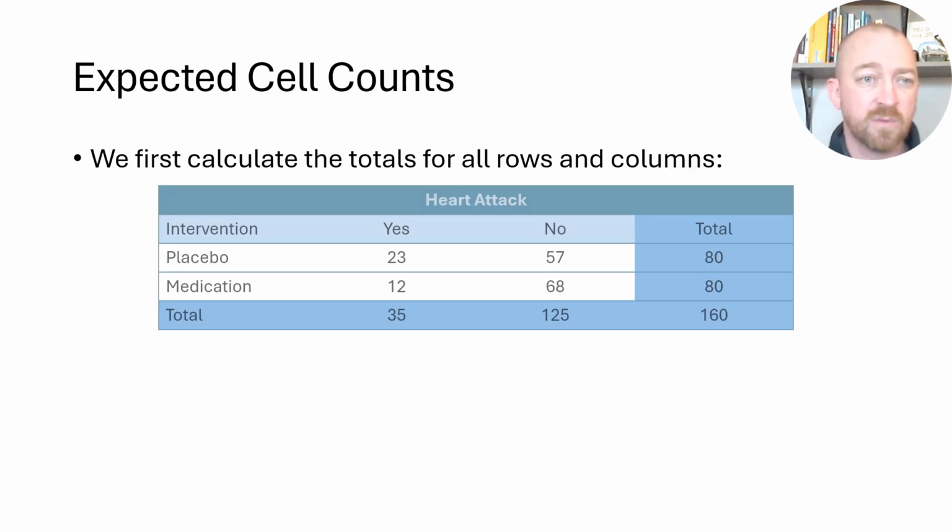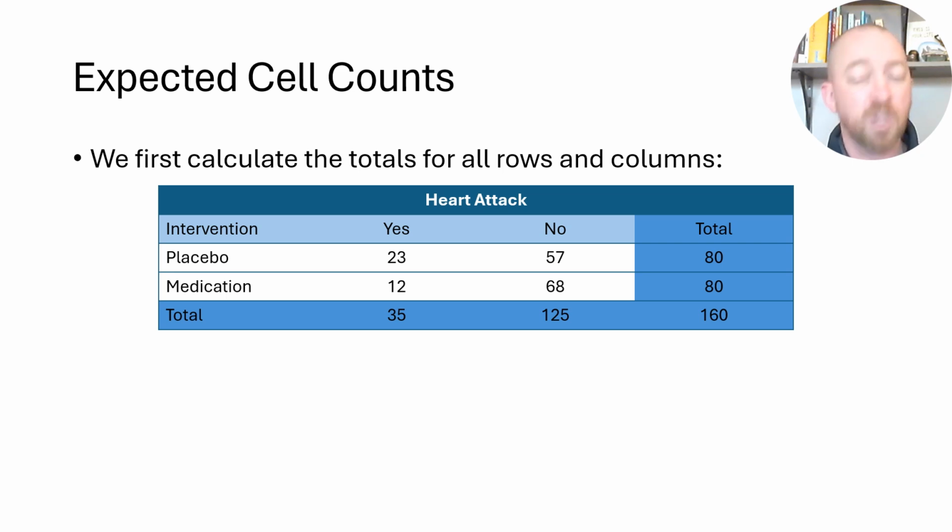So all we do is, of course, calculate the totals for the rows and the columns in our table. This is the same table that I had before, but I've just added a new row and a new column so that we can have the totals. Obviously 23 plus 57 is 80, and I told you that Dr. K had apparently assigned people equally to either the placebo or medication group. Random assignment doesn't always mean equal assignment, right? Anyway, same thing here, 80 people total received the medication.